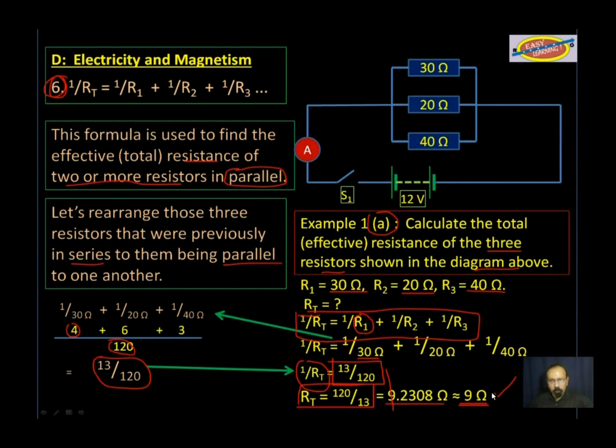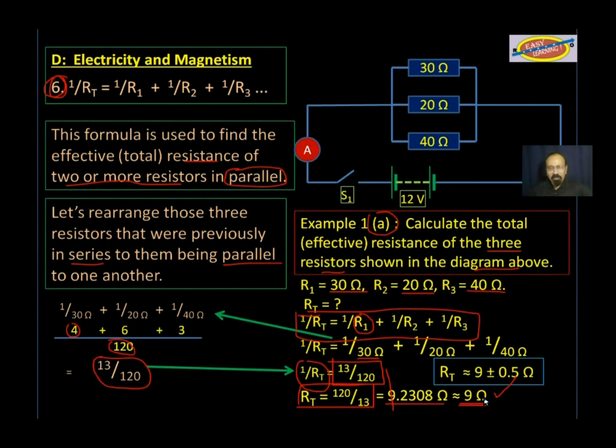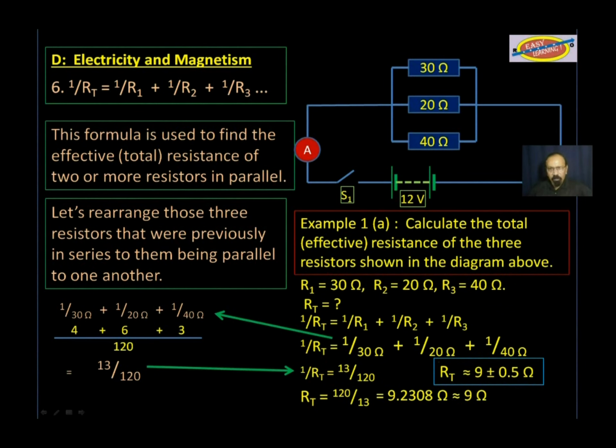And that should be enough for CSEC. However, you could always write the uncertainty. Since we are rounding off at the ones position, half of that will be 0.5. So that we can better write our answer as 9 plus or minus 0.5 ohms. But this should suffice for CSEC.